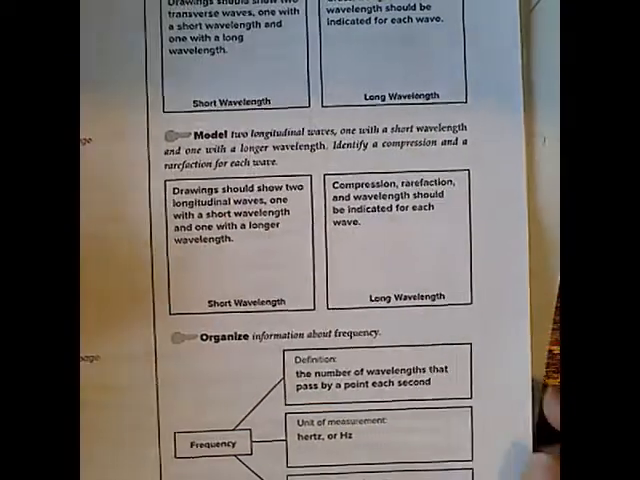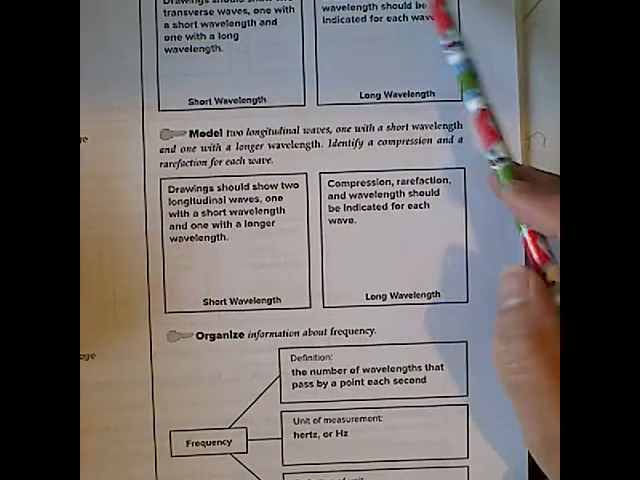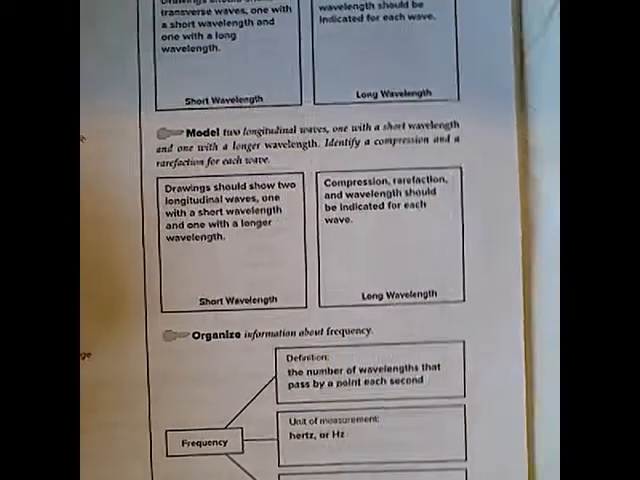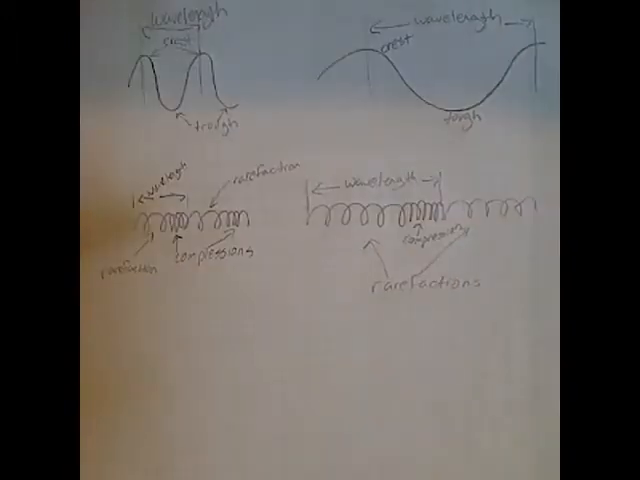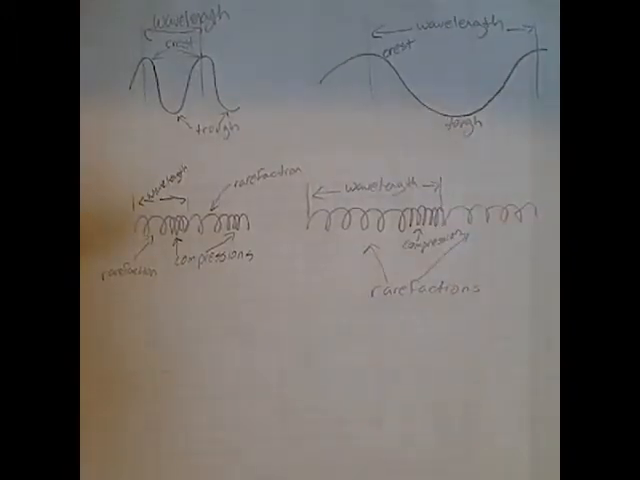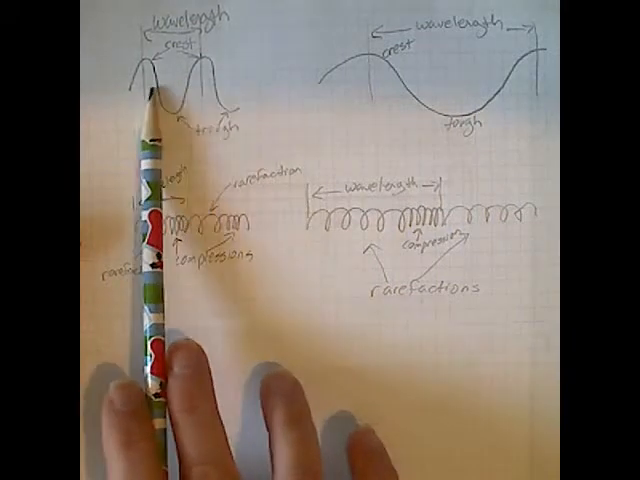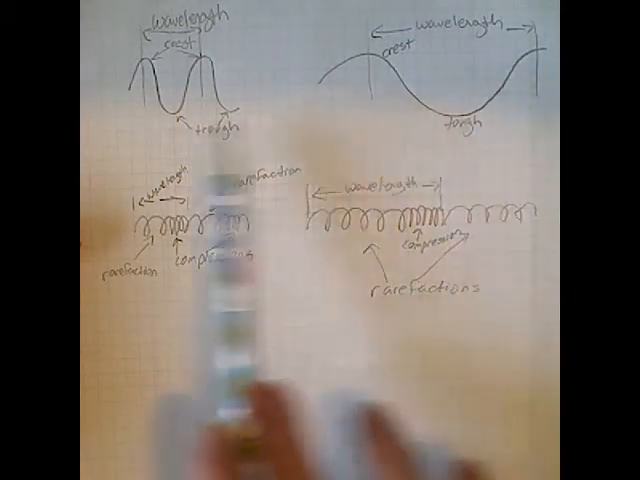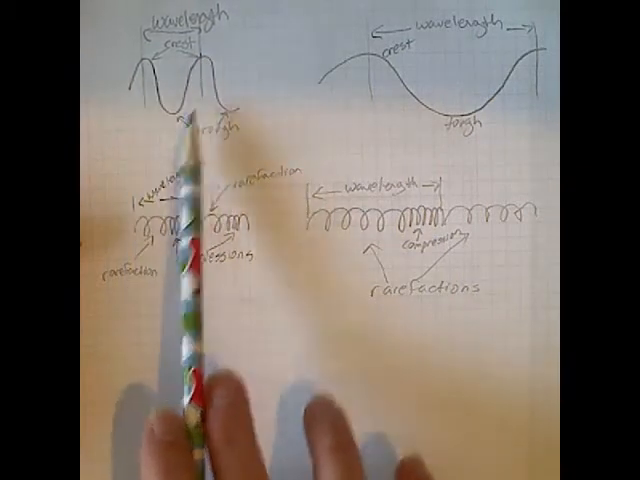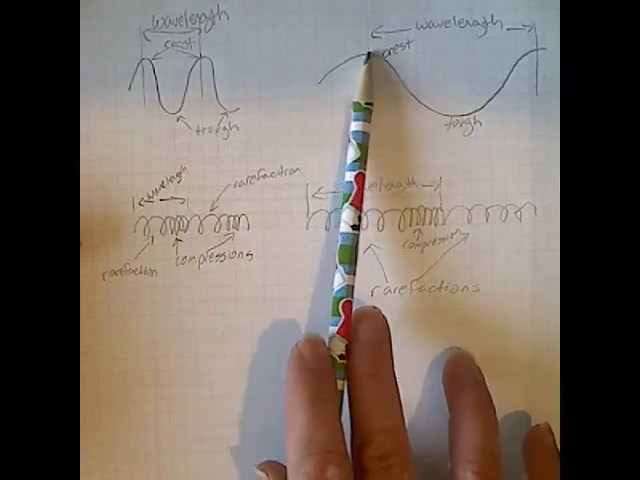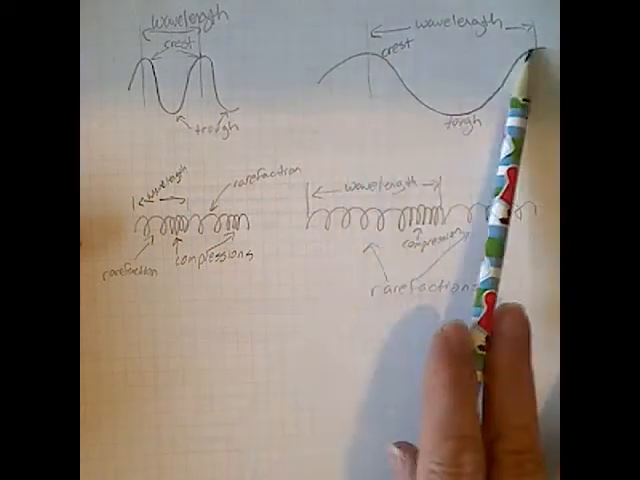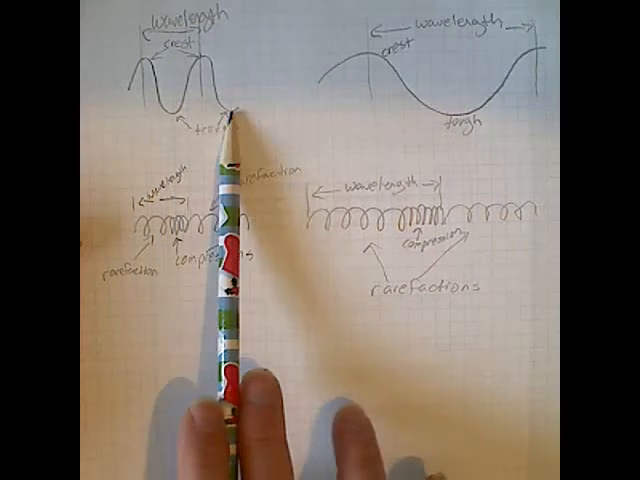Okay, on the next page, you were to model two transverse waves, one with a short wavelength and one with a long wavelength. Identify the crest, the trough, and the wavelength for each wave. So hopefully you drew something like this. Here is a shorter wavelength, and here is a longer wavelength. So here are the crests, some troughs in each one, the crest up here, over here, and a trough. Like wavelength, remember, it can go from crest to crest, is how I did it, or it can go from trough to trough.